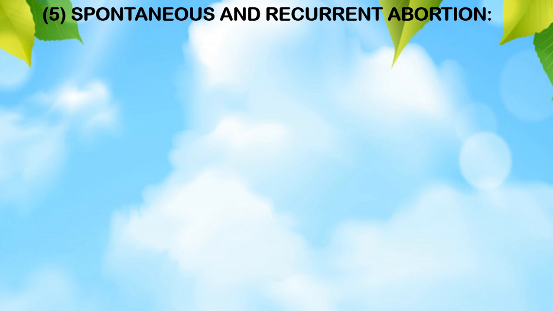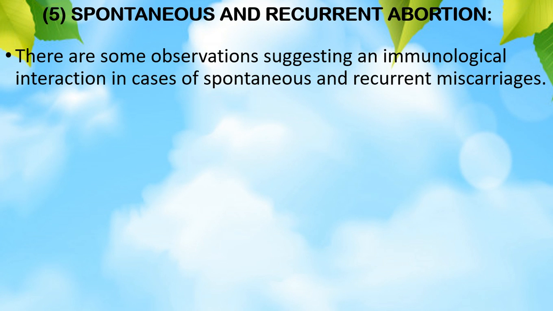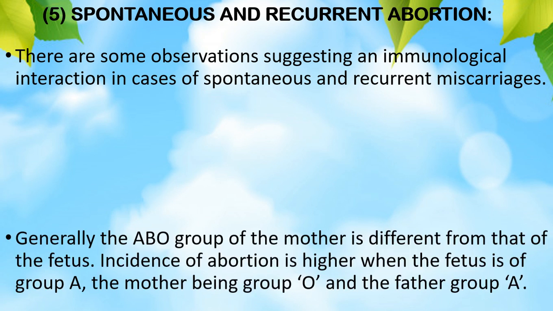Next, spontaneous or recurrent abortion. Why does spontaneous or recurrent abortion occur? This is also due to the immune response. There are some observations suggesting an immunological interaction in cases of spontaneous and recurrent miscarriages.